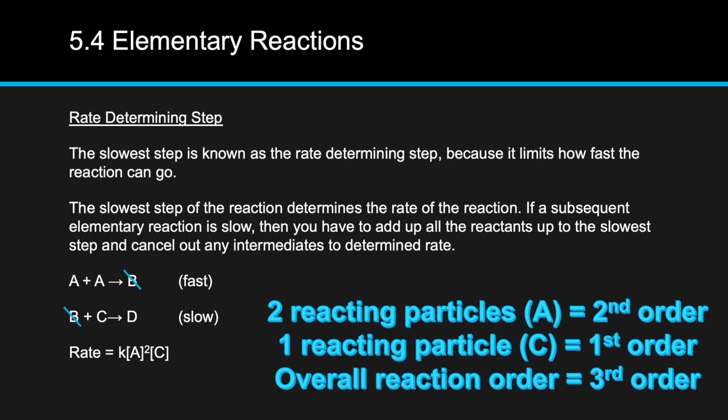Because the intermediate was formed from two A particles in the earlier step, the overall rate law must include both A and C, which leads to our rate law: rate equals k times the concentration of A squared times the concentration of C. You'll notice that A is second order because there are two reacting A particles in the first elementary step, and C is first order because there's only one particle of C reacting. So our overall reaction order would be those two added together, which is third order.